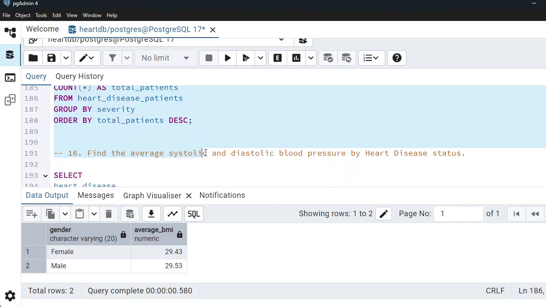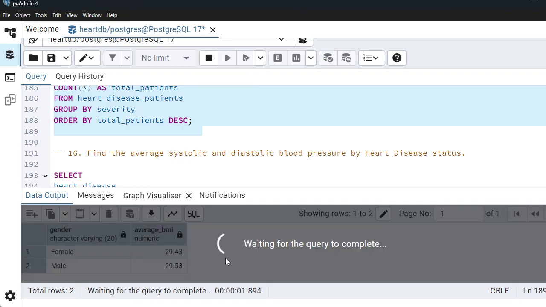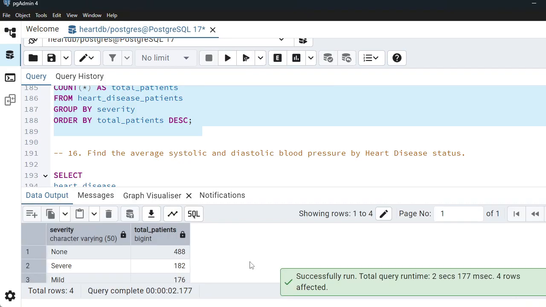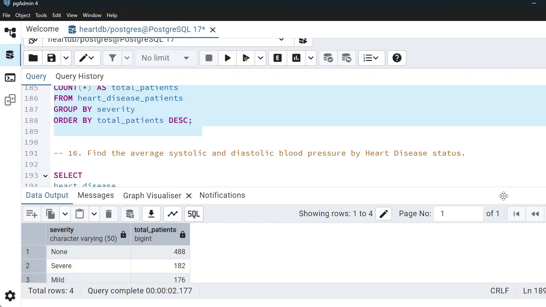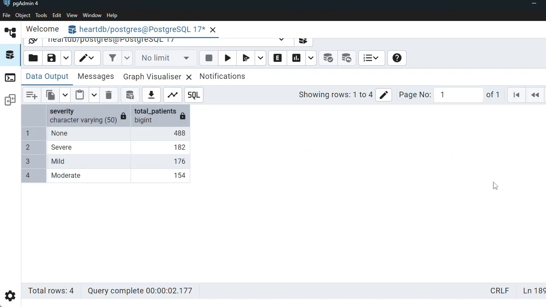Count the patients by severity level. So you run this, and you're going to see the patients and the severity level of each one of them. Those ones are already known. And we have the non, right? The non is 488, while the severe is 182, the mild is 176, and moderate is 154.